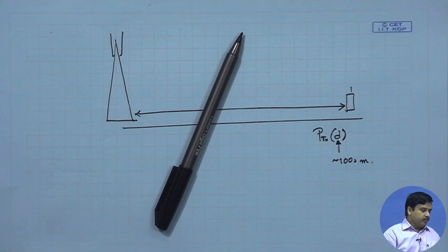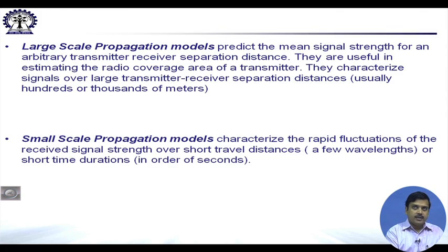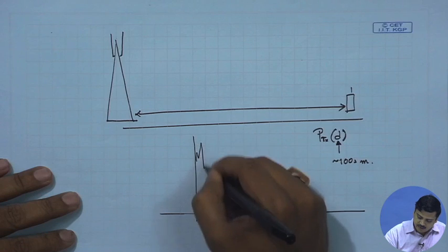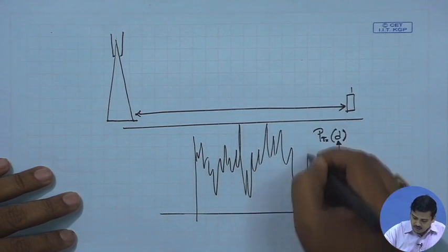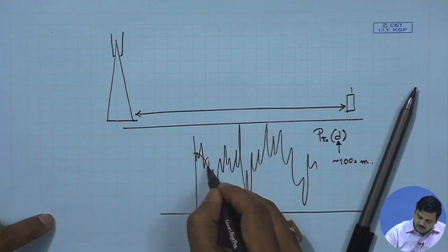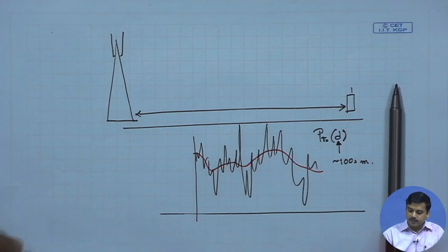Whereas, if we move into the small scale propagation models, they characterize rapid fluctuation of the received signal strength over short intervals of distance. We have seen such a figure earlier, where we had the separation distance on the x axis and received signal strength, and there were signal strength fluctuations along the distance, while there was also the average received signal strength that was plotted in red color in that figure.